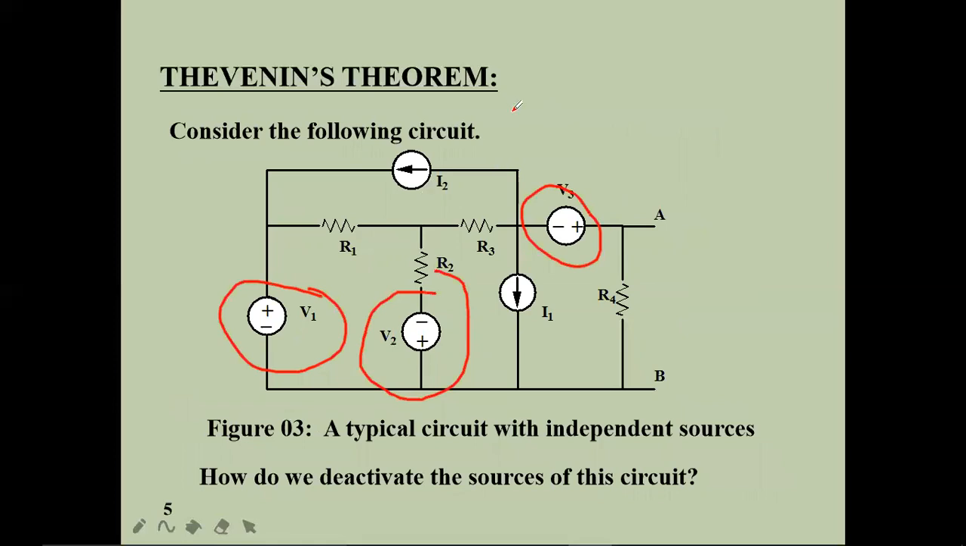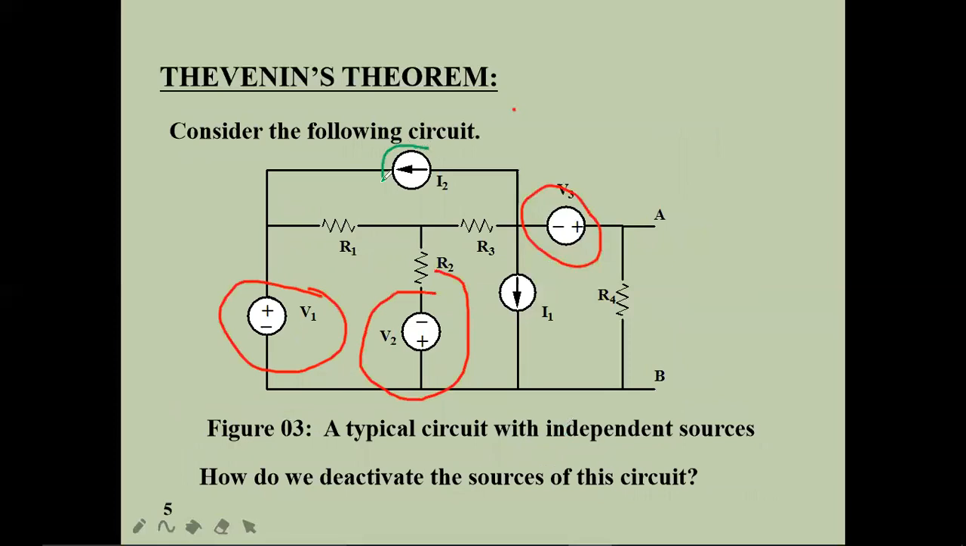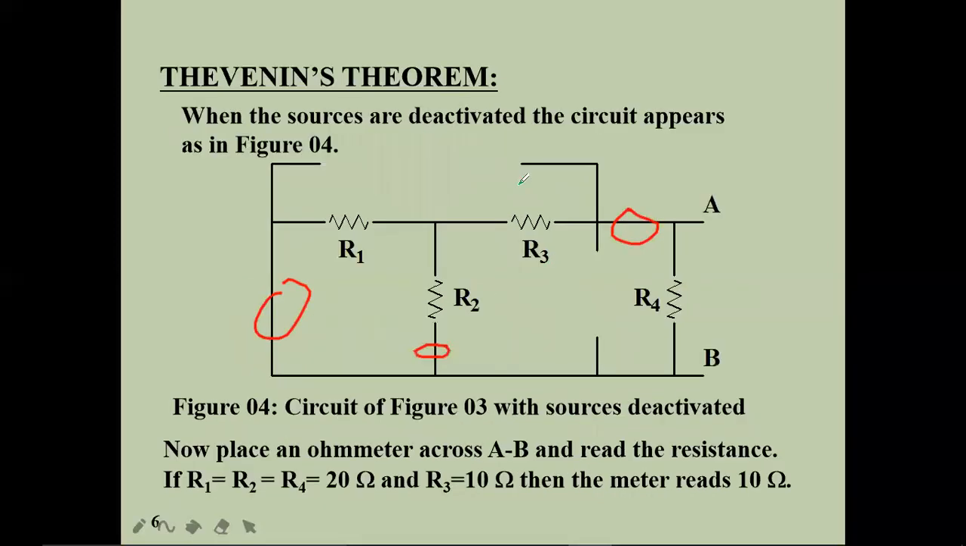Next, what about this? Let me change my color. One and 2 are going to be replaced with open circuits. I already said 2 rules. Sorry, 3 rules are very important. First rule is remove the load. Second rule is replace the voltage source with a short circuit. Third rule, replace the current source with an open circuit, or remove the current source. That is Thevenin's basic rule.